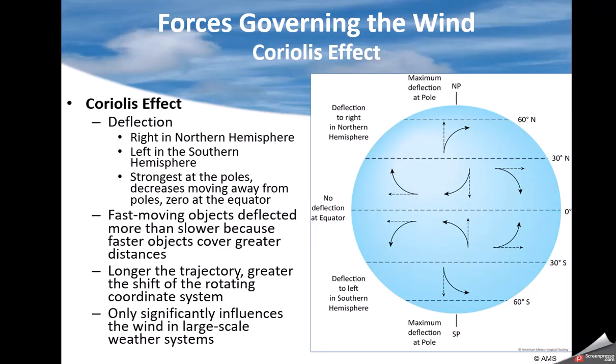And you can see here all the deflection. The longer an air parcel moves, the more deflection there is. The stronger the wind, the more deflection. The weaker the wind and the less motion of an air parcel, the less Coriolis effect.